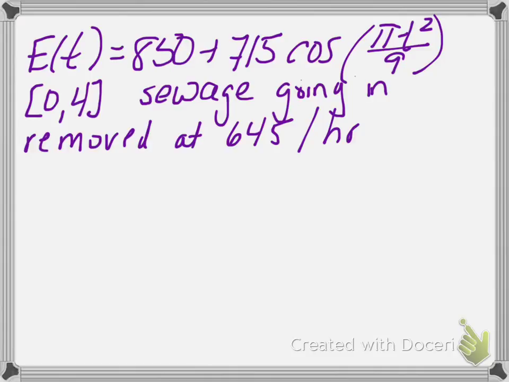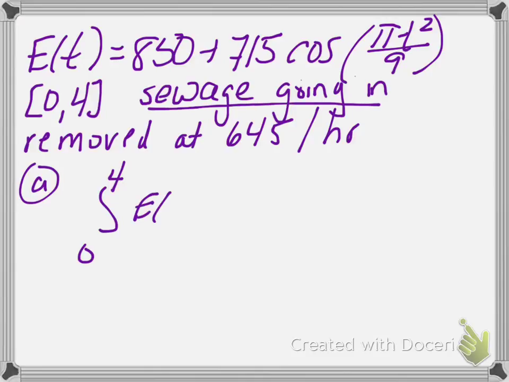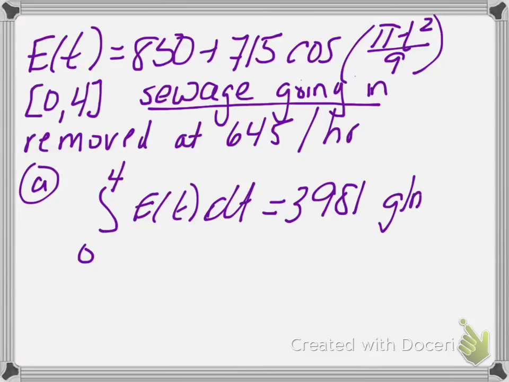Okay. So for part A, how many gallons of sewage entered the treatment tank from 0 to 4? So it's the stuff that's going in, and that's this right here, the sewage going in. We're going to use E of t. So you can either write E of t, or you can write out the entire function. They accept either one. So that's pretty straightforward, and it's going from 0 to 4. So this is definitely a calculator question, and you're being asked to round it to the nearest gallon. So you get 3,981 gallons.